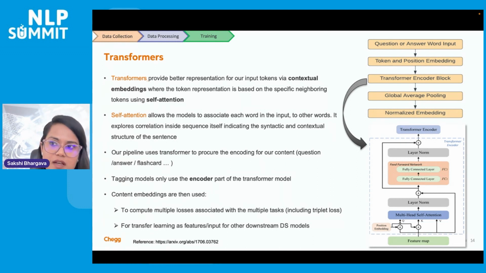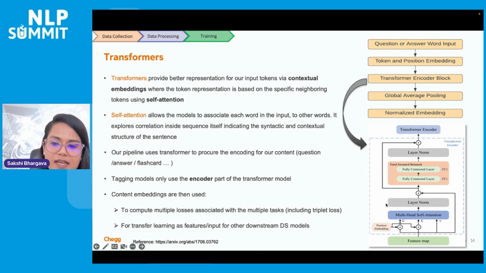The transformers are able to provide us contextual embeddings, where the token representation is based on the specific neighboring tokens using self-attention. It focuses on subword tokens as opposed to character tokens, and they are able to hold meaningful representation of many of the keywords, prefixes, suffixes, etc. So what the encoder essentially does is compute attention scores, which are a representation of the correlation between the words. And that's how it represents the context.